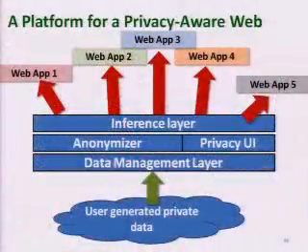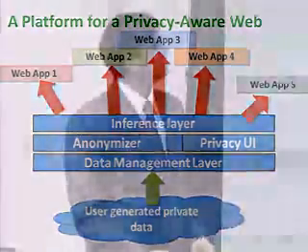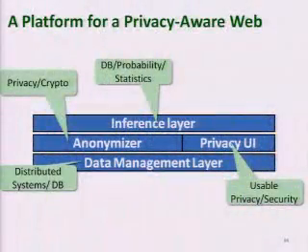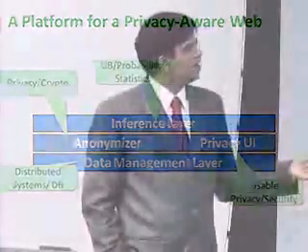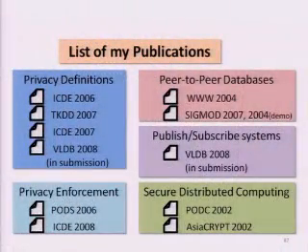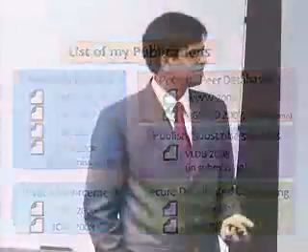So putting all of this together, we can now build a system which will actually be a platform for a privacy-aware web. And this requires research in privacy, databases, distributed systems, and so on. Today I talked about some of my work in privacy definitions and privacy enforcement. I also worked on peer-to-peer database systems, publish-subscribe systems, and also secure distributed computing. And I'll be glad to talk to you about those later on.